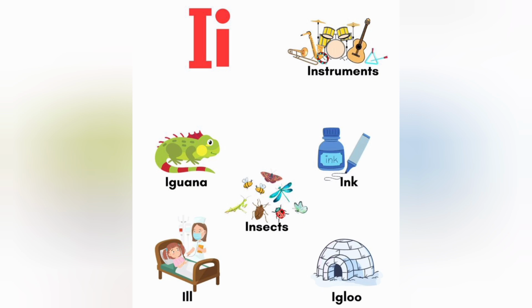This is letter I. I sound E and I for instruments. I for iguana. I for ink. I for insects. I for ill. I for igloo.